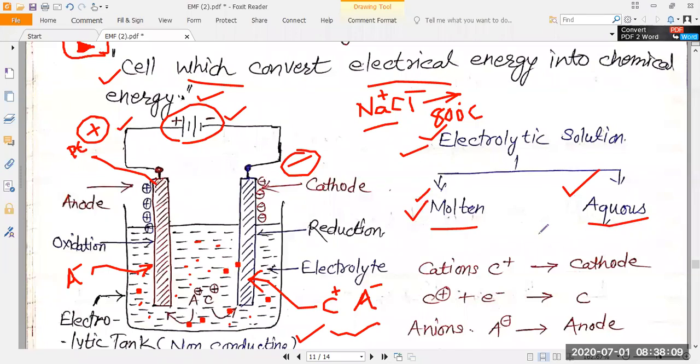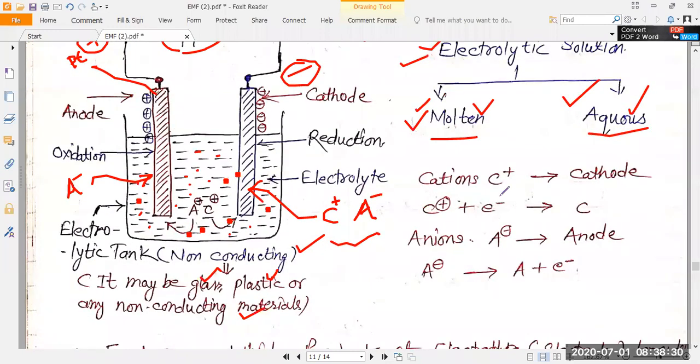And what is aqueous solution? If we add salt in water and form an aqueous solution of NaCl, then it is called electrolytic solution in the aqueous form. Now I think you have understood what is molten form and what is aqueous form.